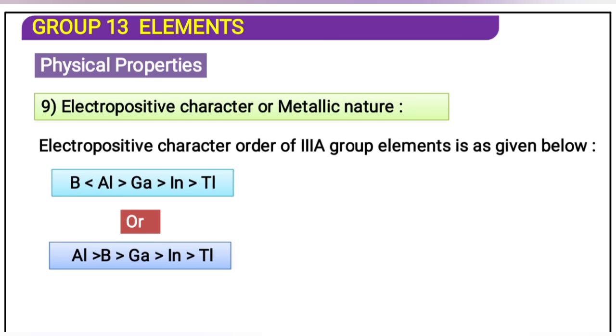Metallic nature, as we have discussed, students, as we go down in a group, metallic character increases. Fine. So boron is a non-metal, aluminium is a metal, then gallium, indium, and at last thallium. This is the order of electropositive character or metallic nature.